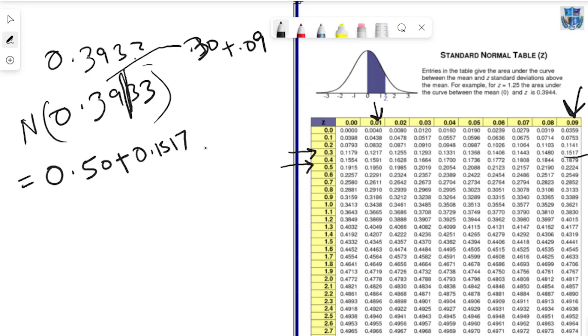Alright. Next part. Now you know that 0.3933 lies between 0.39 and 0.40. You know the value of 0.39 is 0.1517. So you have to find out the value of 0.40 as well. How do you get the value of 0.40? In front of 0.4 and below 0.00. So it is 0.1554.